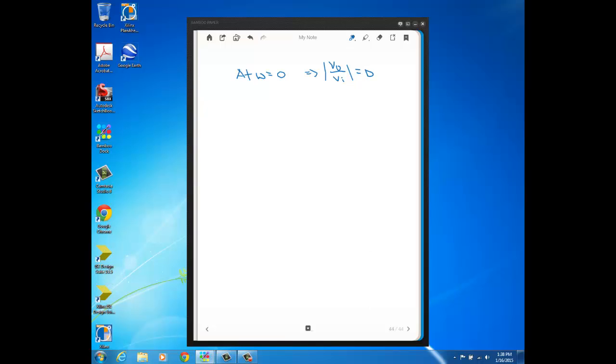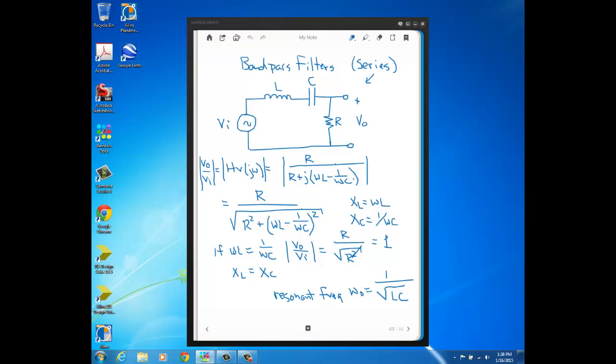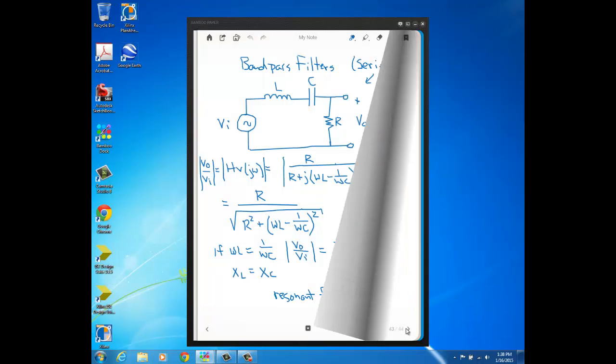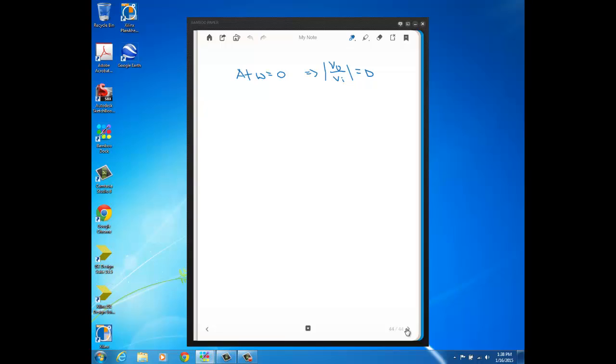And likewise, when omega is equal to infinity, again, you'd have infinity squared, then R squared plus infinity, which is infinity, then square root of infinity, which is infinity, then R over infinity, which is 0. So again, at omega equal to infinity, right, you'd get the same thing here.